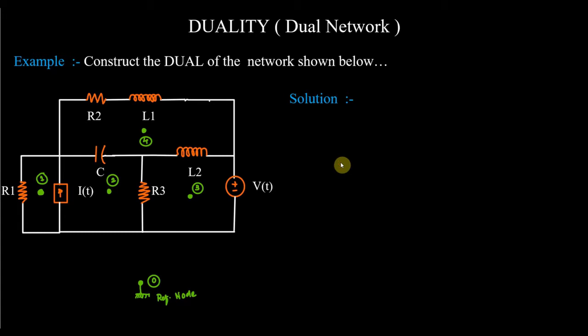I will consider this will be node 1 here. Similarly, this will be node 2. This will be node 3. And this will be node 4. I have taken them in the same line, though here the fourth node is at the upward side. And lastly, here we have the reference node, as it is.